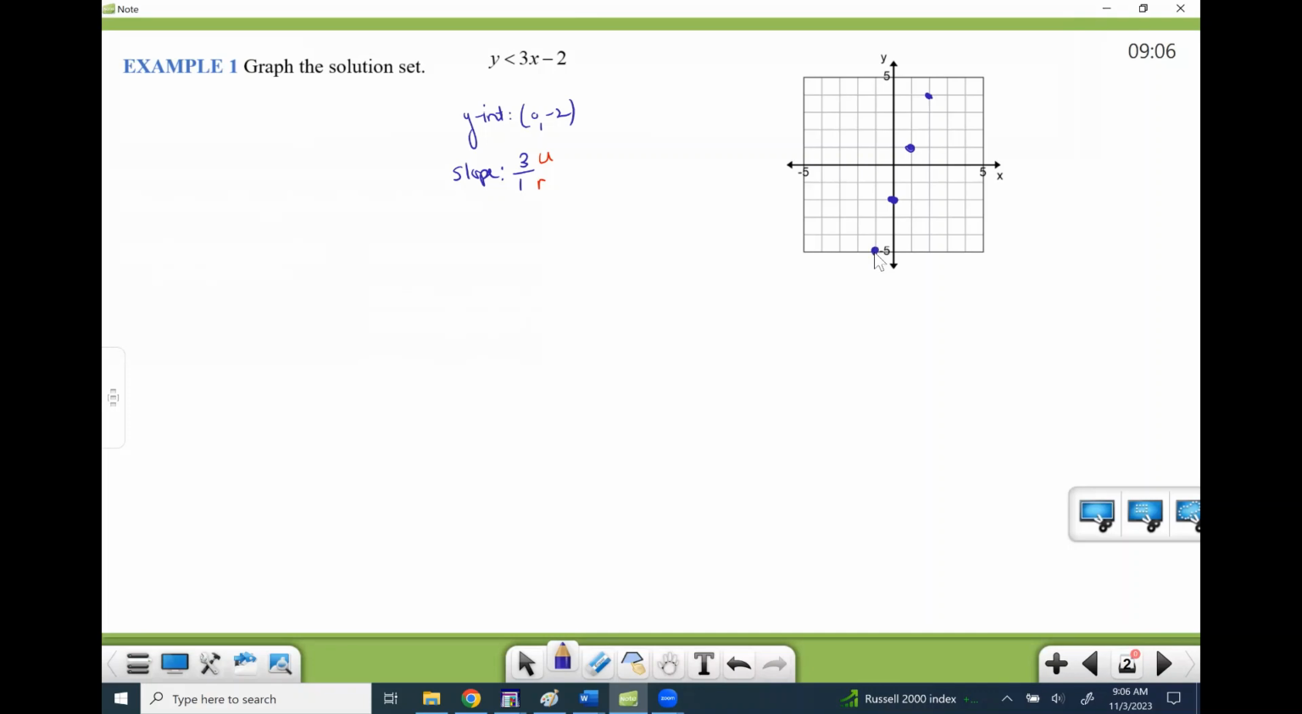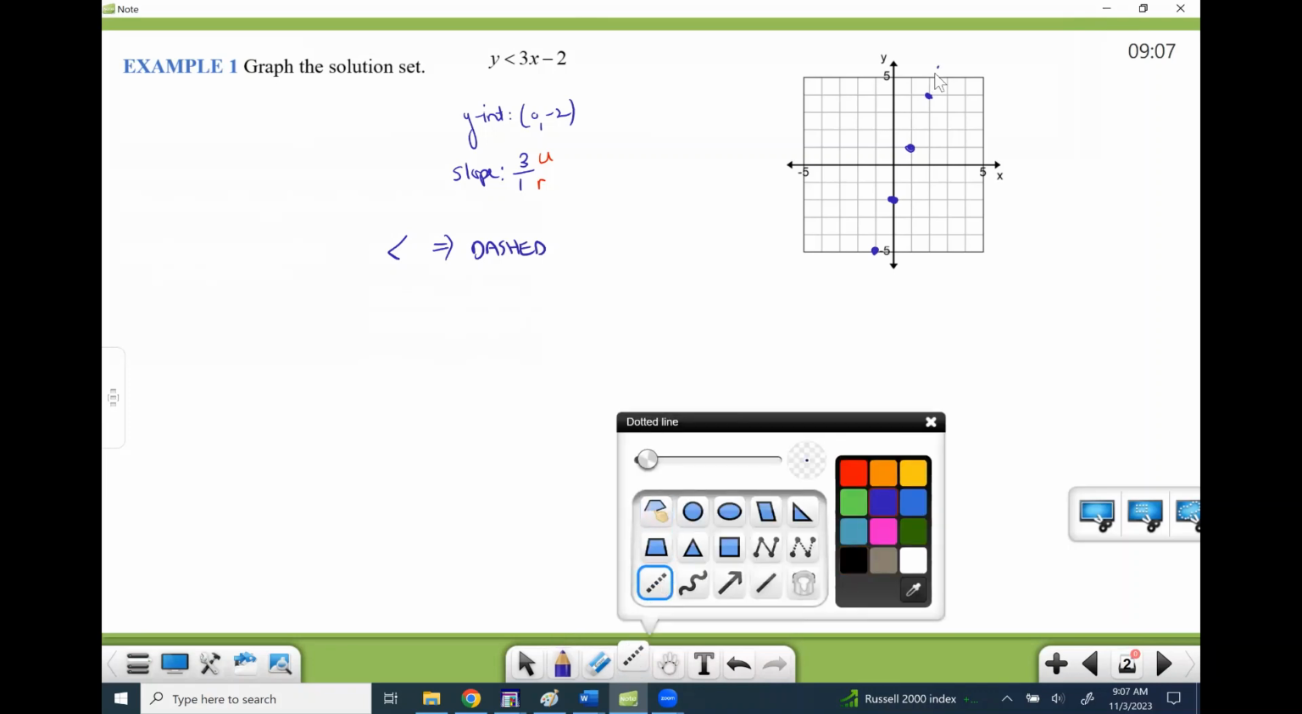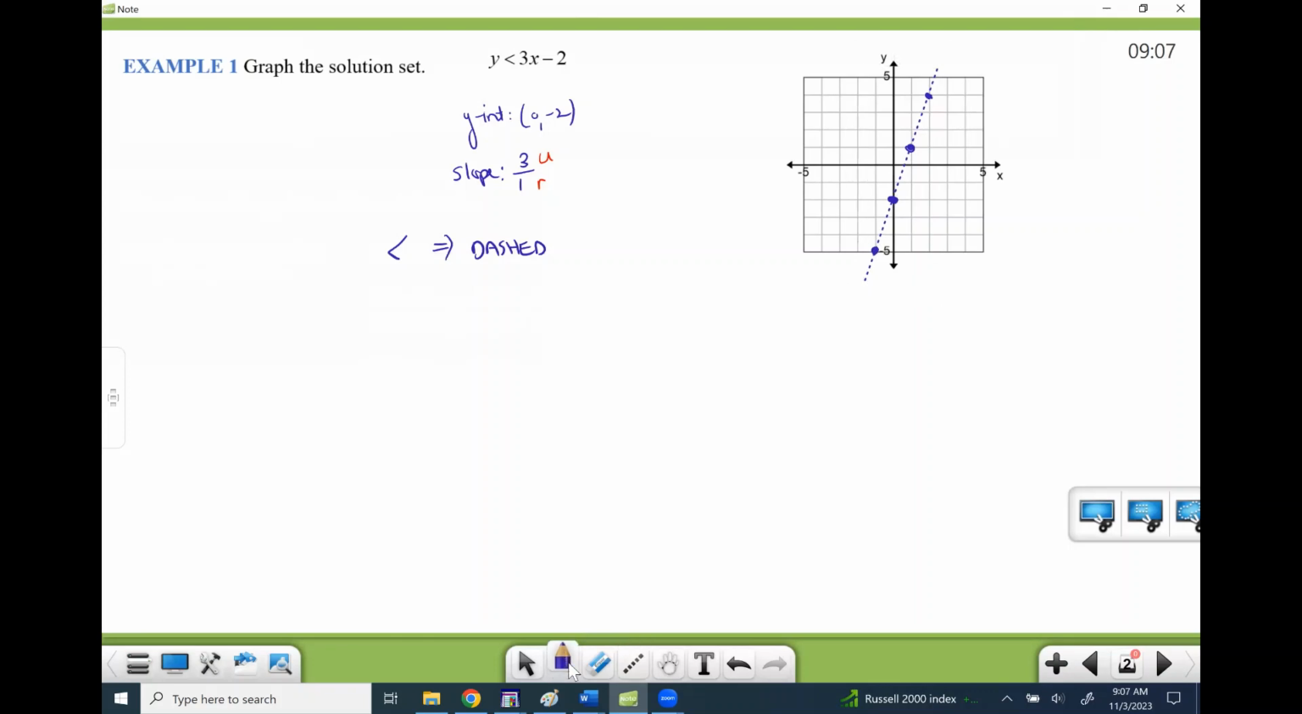Okay, so we have to look at a few things. Since it is a less than sign, that's going to imply that it is going to be dashed. Since there's no less than or equal to, it's just less than, we're going to go ahead and make it a dashed line. And then since it's y is less than, that means that we're going to be shading below the line. So this way would be up, so I'm not going to shade that way. I'm going to shade this way because that arrow points down. It has nothing to do with left and right. It just has to do with up or down.